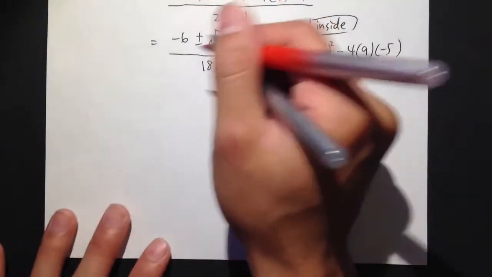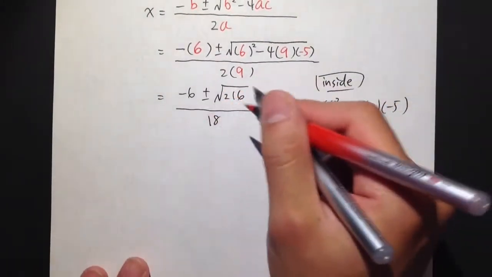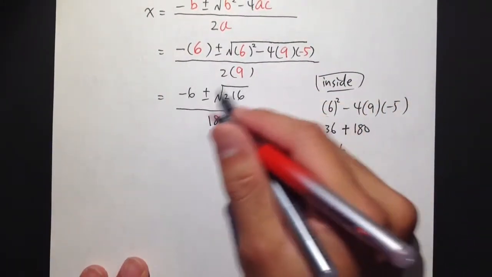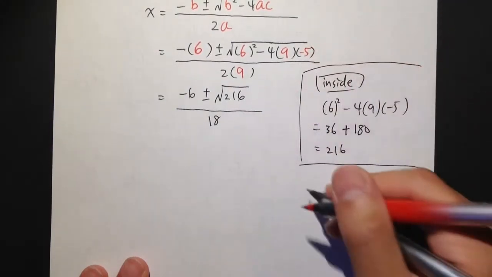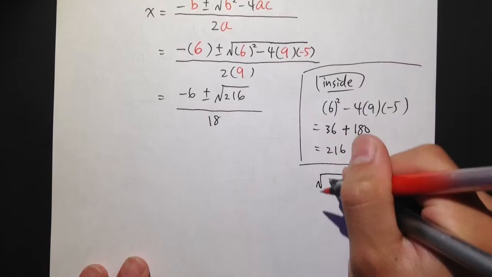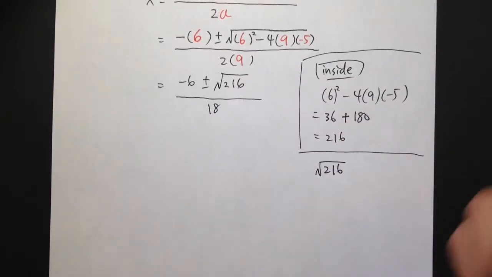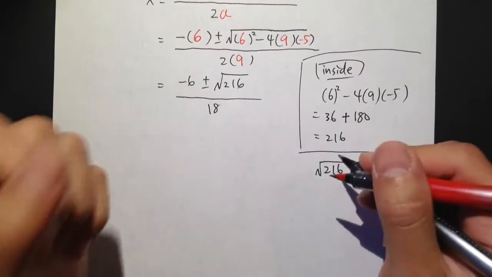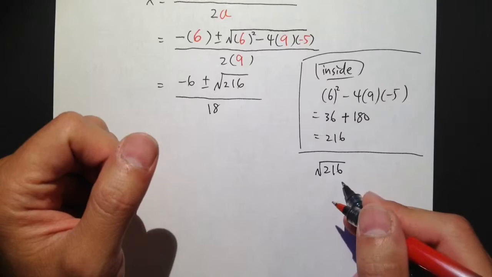So again, this is pretty much it for the quadratic formula part. But then we should look at how we can take care of the square root of 216. So this was just the inside. And now let's look at what we can do with 216. Square root of 216. How can we break this down? Again, we should look at if there's any perfect square that can go into 216.